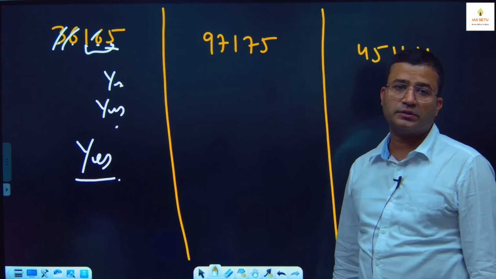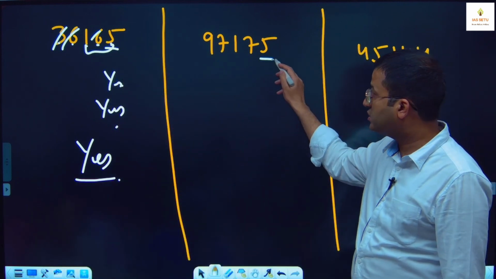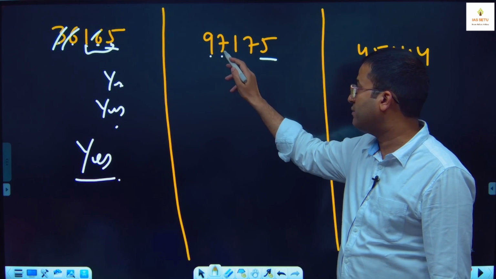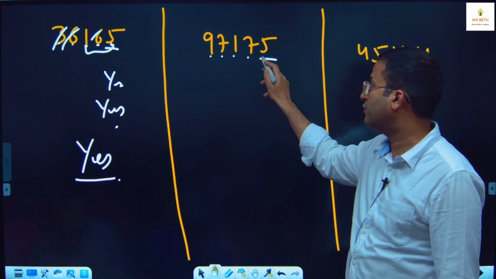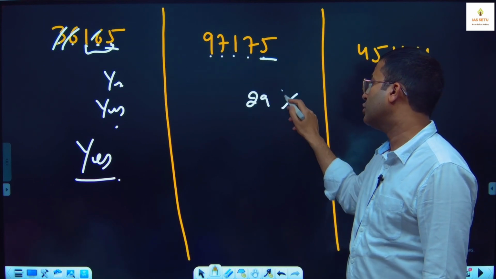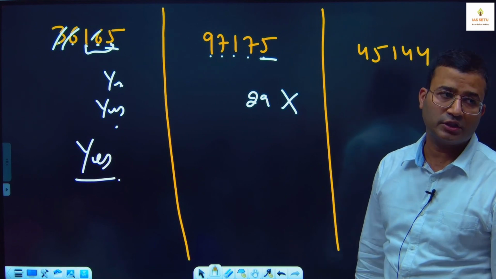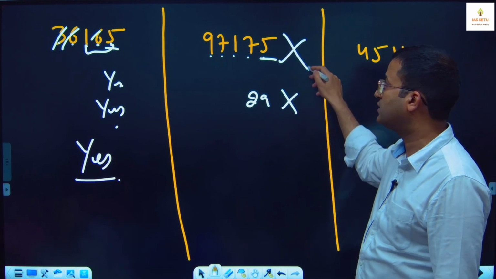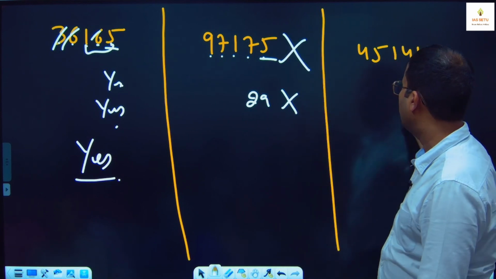Here, second question. It is divisible by 5, but 9 plus 7 is 16, 17, 24, 29. It is not divisible by 3. Since it is not divisible by 3, that's why this number is not divisible by 15. Here, this number.